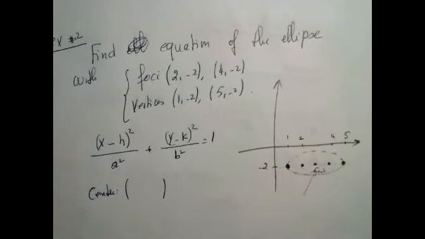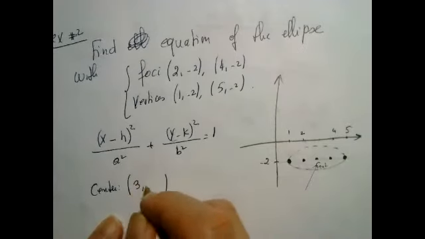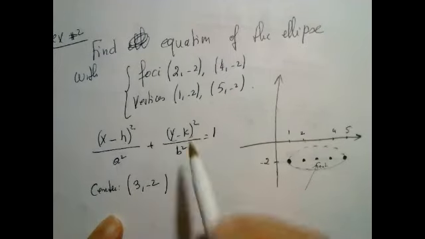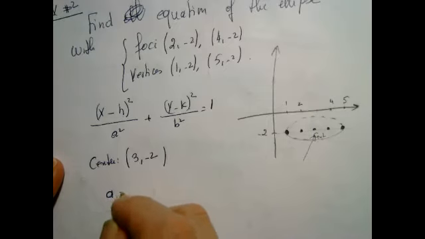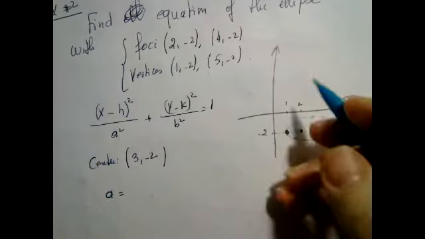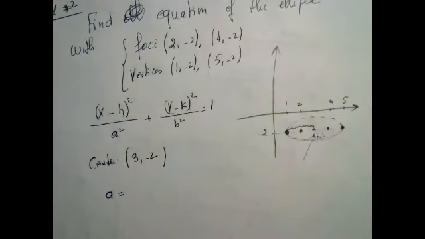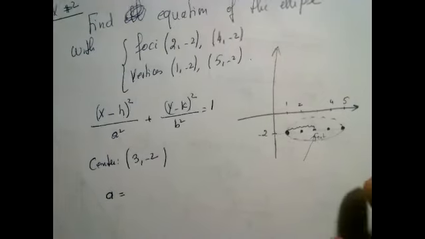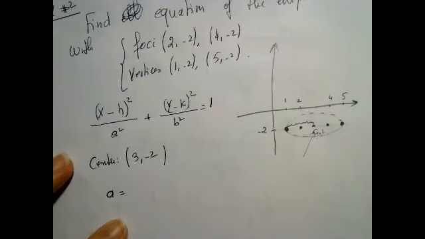So what are the coordinates? Just by looking at the picture, nothing deeper than that. (3, -2). I have the H and I have the K, all right? Now what's the A in this problem? A is how far the vertex is from the center. That's your A. Okay, so what's the A? 2. We're done with A.